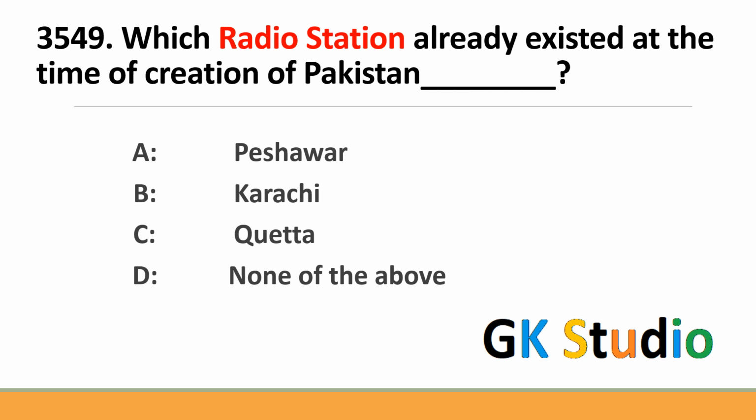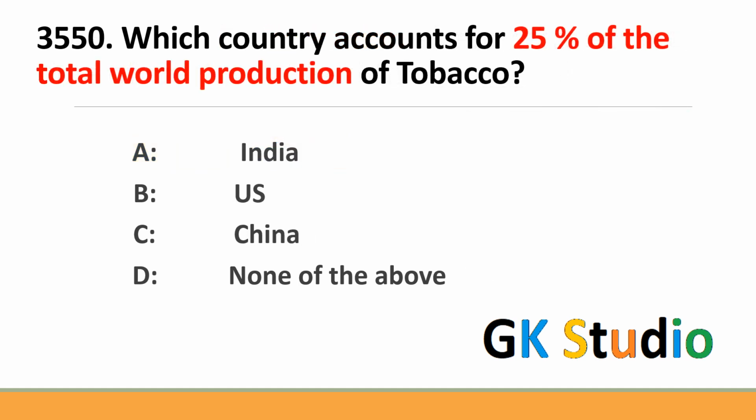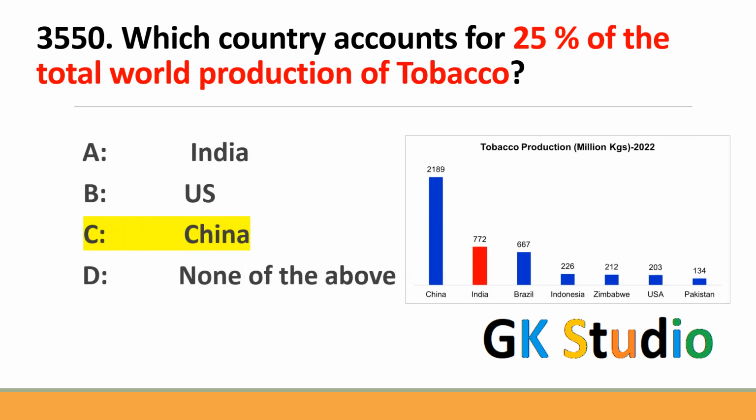Which radio station already existed at the time of the creation of Pakistan? Peshawar already existed at the time of the creation of Pakistan. It accounts for 25% of the total world production of tobacco. China is the largest producer of tobacco.